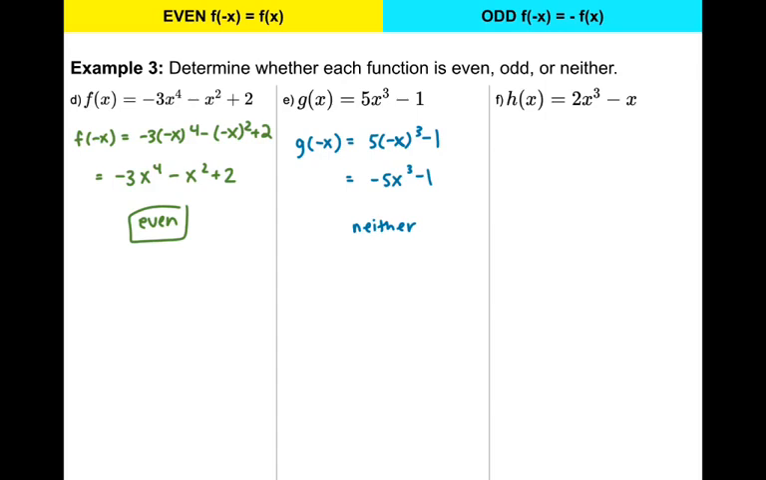And then the last example, for h of x, we're going to replace x with negative x. What happens when we do that is we get negative 2x cubed plus x. Now, negative 2x cubed plus x is not the same as what we started with, so it's not even, but it is h of x times -1. Both signs changed there, so that means this is an odd function.